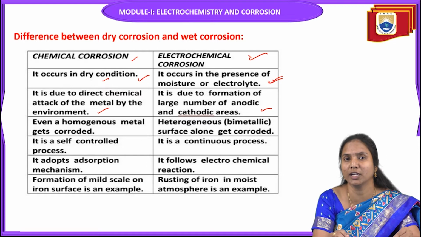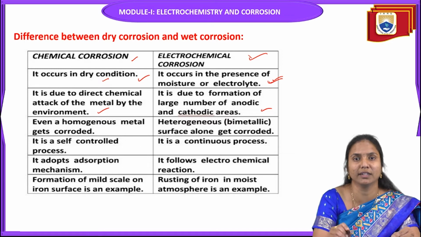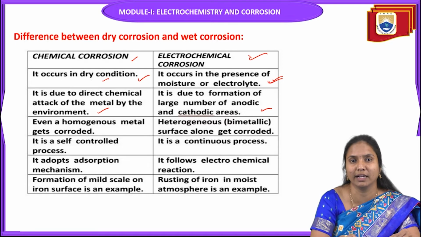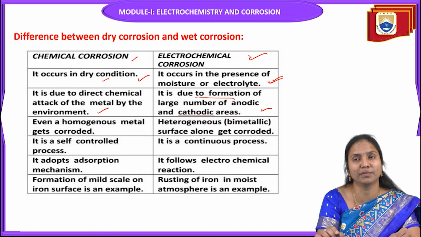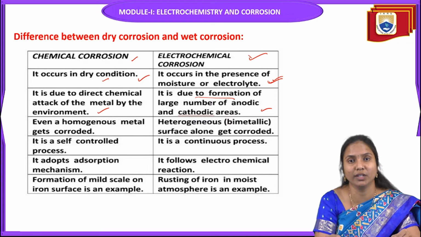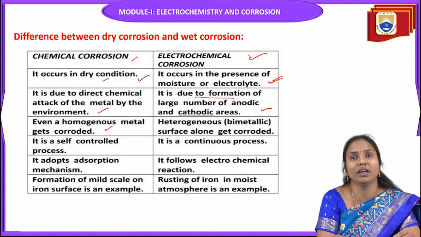That means in dry corrosion, there is no specific anodic and cathodic area. Direct oxidation and reduction reactions take place in dry corrosion. But in wet corrosion, there are specific anodic and cathodic reactions. And in dry corrosion, even a homogeneous metal gets corroded.